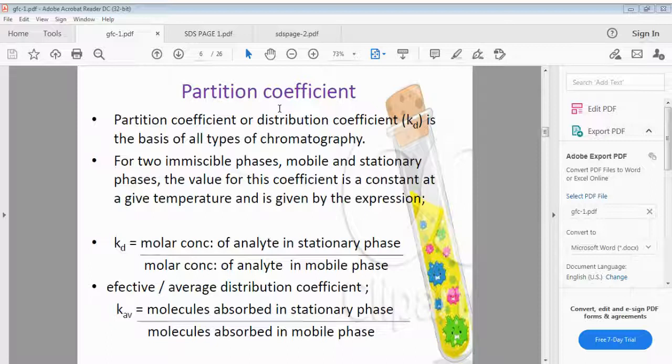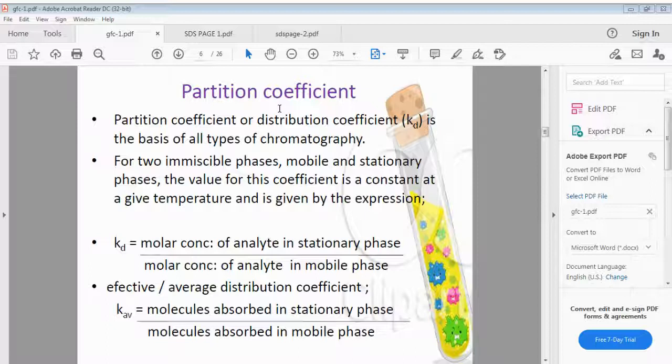The basic principle here is the partition coefficient. What do you mean by partition? Partition or distribution of the sample. The sample mixture contains different proteins of different sizes. How do they get separated, how do they get distributed between the two phases? What are the two phases? Stationary phase and the mobile phase. How the different samples present in the mixture get distributed or partitioned, meaning separated, between the two phases.